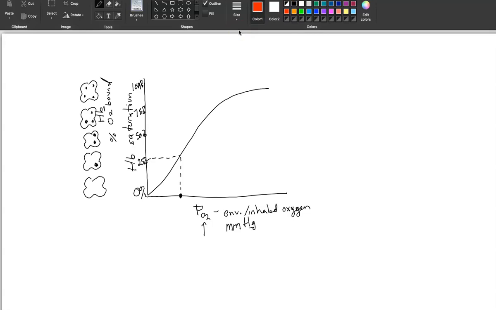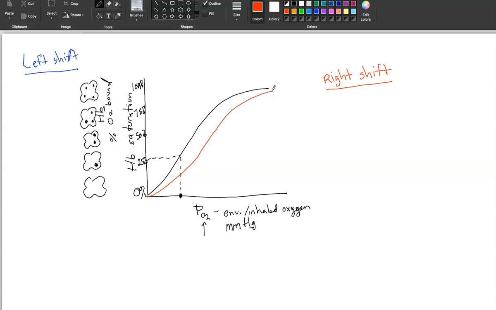Now, several different things can cause what we call a right shift in this curve, and several things can cause what we call a left shift. Now, it's a graph, so it's our right and our left. It's not anatomical right and left. So I always illustrate right in red because that's my habit, and for me, it intuitively works with some of the things that cause right shifts. A right shift looks like this.